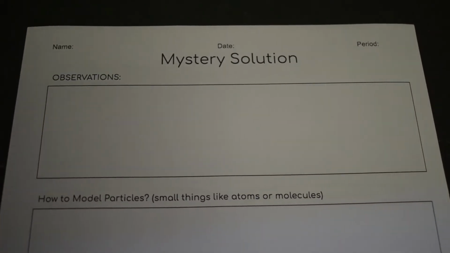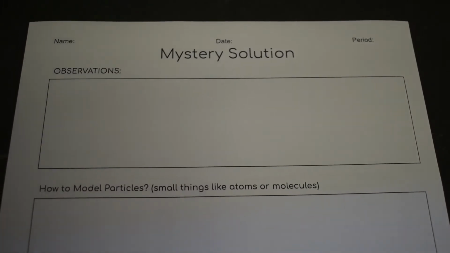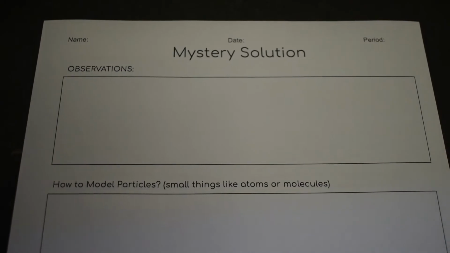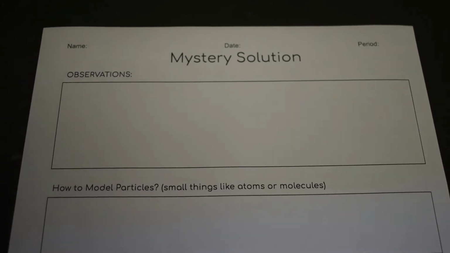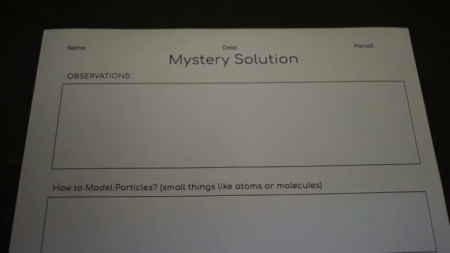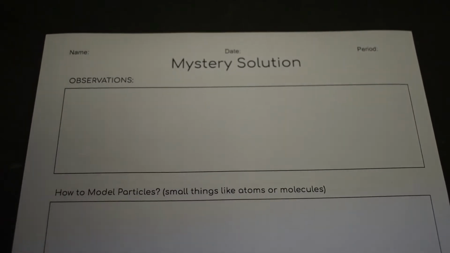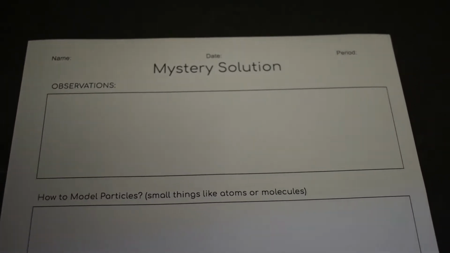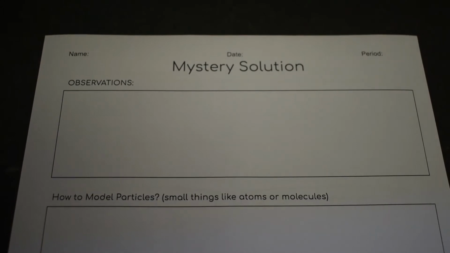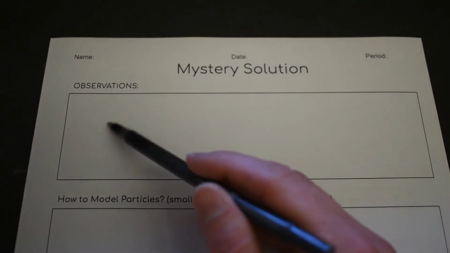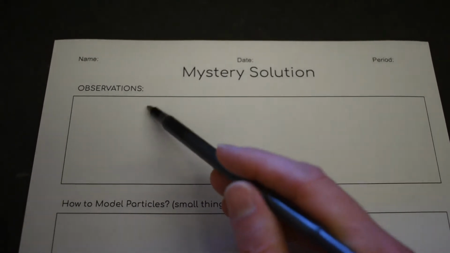Okay, so you should have a Google Doc that looks like this. It's going to be a little bit easier if you actually print it out so you have a physical copy, but if you want to just do it on Google, that's okay too. So the first thing you need to do is write down some observations of what you just saw in that demonstration that I did. So just go ahead and in this box, write down your observations. Go ahead and pause the video for a second and do that.